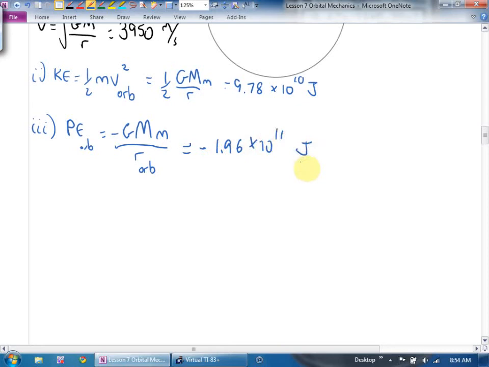Why negative? Because where is zero? Out at infinity. What we're really saying is if you wanted to get to infinity, you'd have to add that much energy to the system. You'd have to burn that much fuel to get to zero.